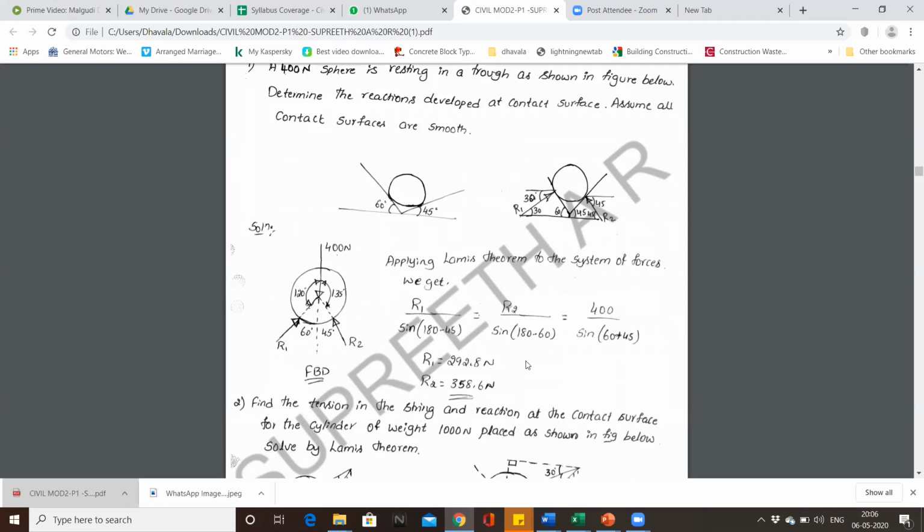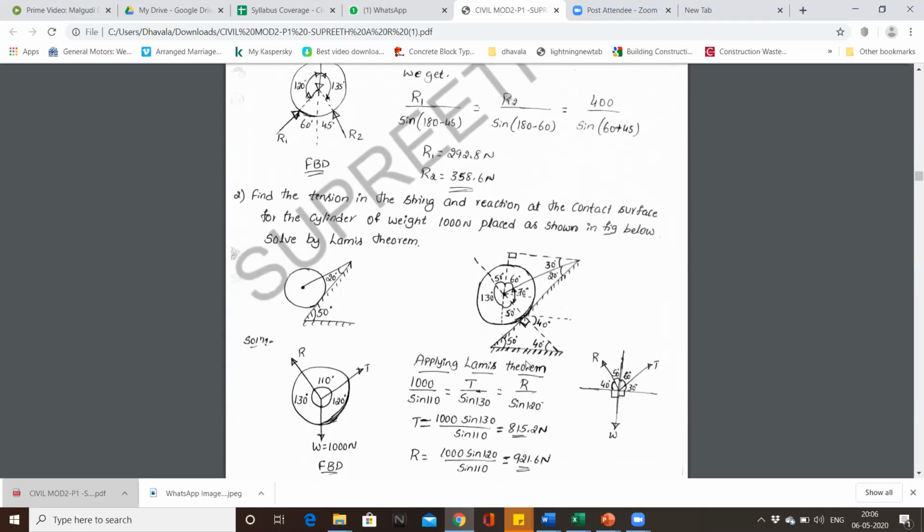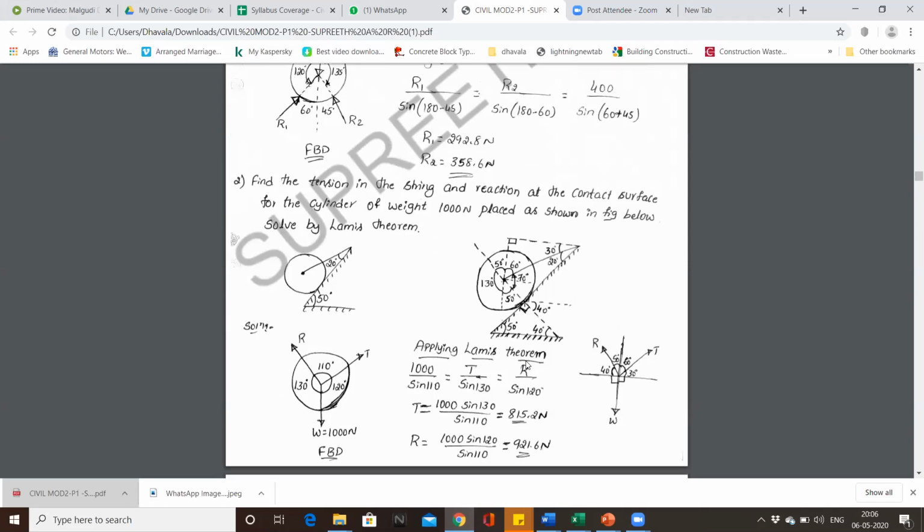Coming to the next problem, here we have to find the tension in the string and the reaction at the contact surface for the cylinder of weight 1000 newtons placed as shown in the figure below. Solve by using Lami's theorem. It is very easy to solve this since they have given that we are supposed to solve it by Lami's theorem. The given sketch is this.